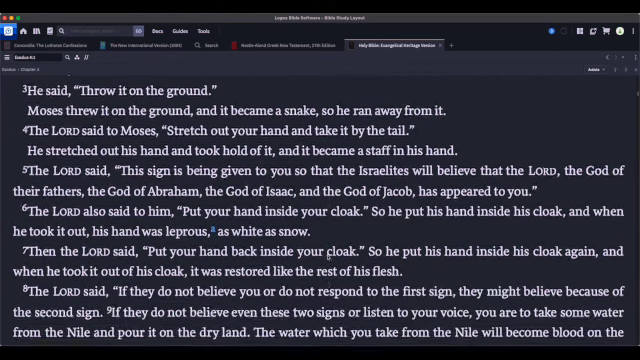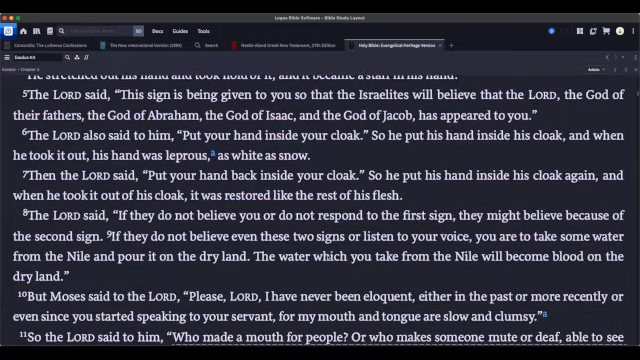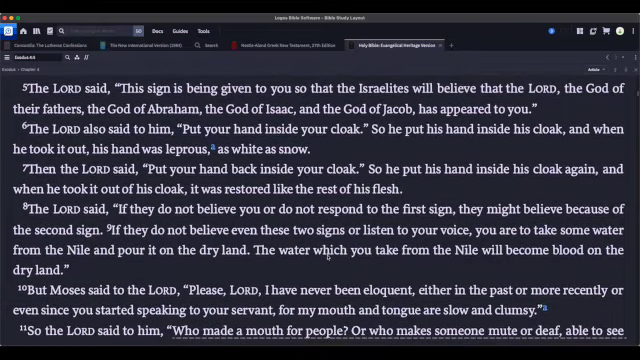The Lord said, this sign is being given to you, so that the Israelites will believe that the Lord, the God of their fathers, the God of Abraham, the God of Isaac, and the God of Jacob, has appeared to you. The Lord also said to him, put your hand inside your cloak. So he put his hand inside his cloak, and when he took it out, his hand was leprous, as white as snow. Then the Lord said, put your hand back inside your cloak. So he put his hand inside his cloak again, and when he took it out of his cloak, it was restored like the rest of his flesh.